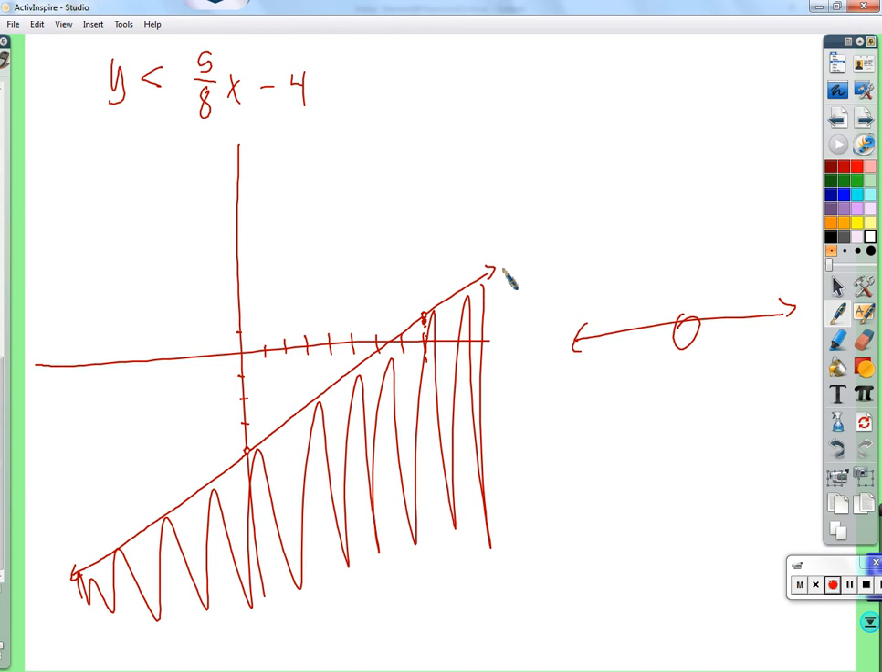That's kind of hard to show, right? So we'll do a line version of an open circle, and we will just leave it dotted. That'll be like code for everything up to the line is good, and everything on the line is not good. Everything on the line does not work, because if you plug in those x and y, both sides will be equal to each other. But we don't want them to be equal, we want them to be unbalanced. We want the y side to be less, so we'll pick the y's that are below the line.